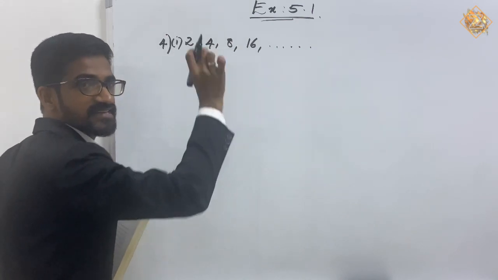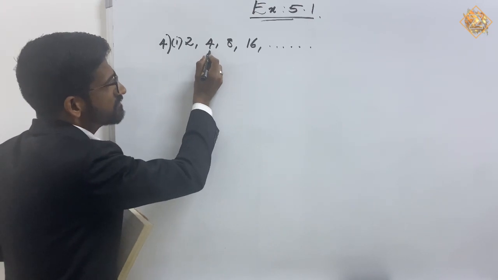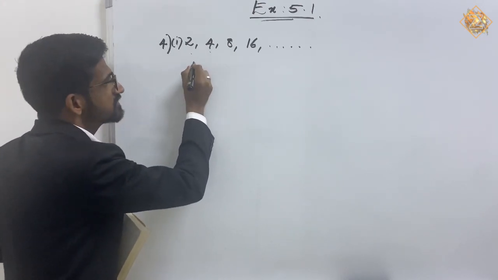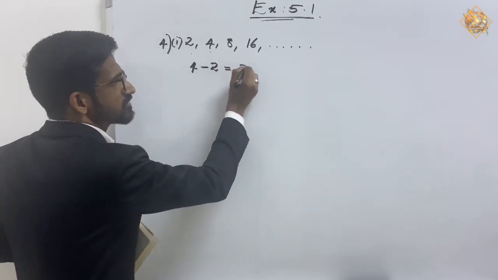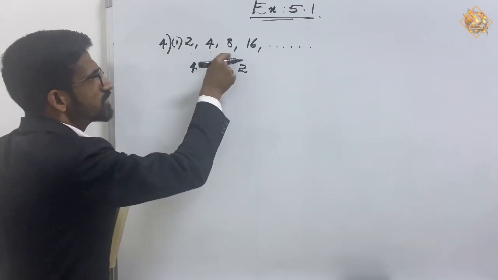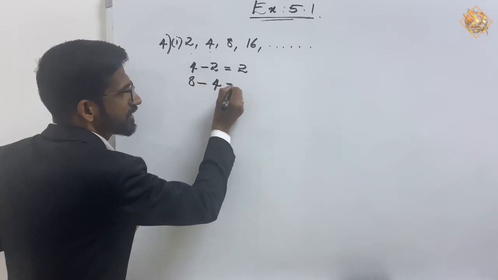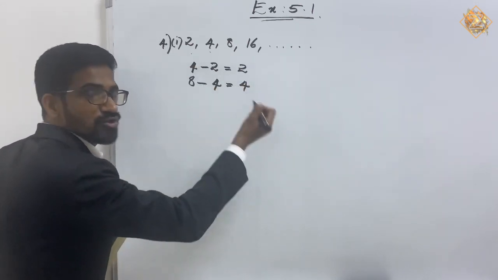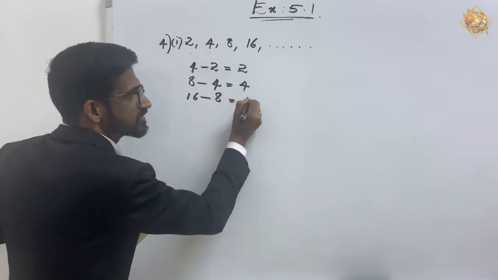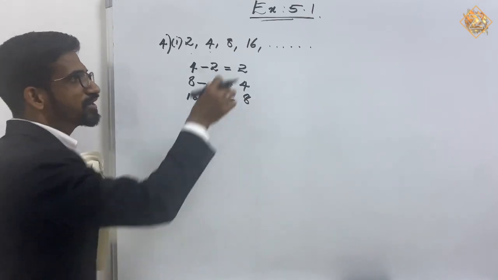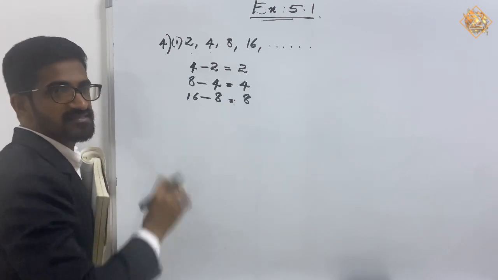So to check whether this list of numbers forms an AP, we have to find the difference between each successive term, isn't it? When you find the difference, from the second term you have to subtract the first term, that is 4 minus 2. What is that? 2, isn't it? Now from the third term you have to subtract the second term, that is 8 minus 4, that is 4. From the fourth term you have to subtract the third term, that is 16 minus 8, that is 8. So when you look at these numbers, you can see that you didn't get a fixed number as the difference between successive terms, isn't it?